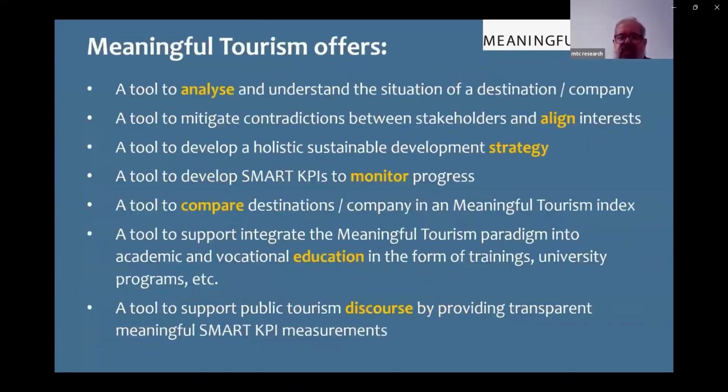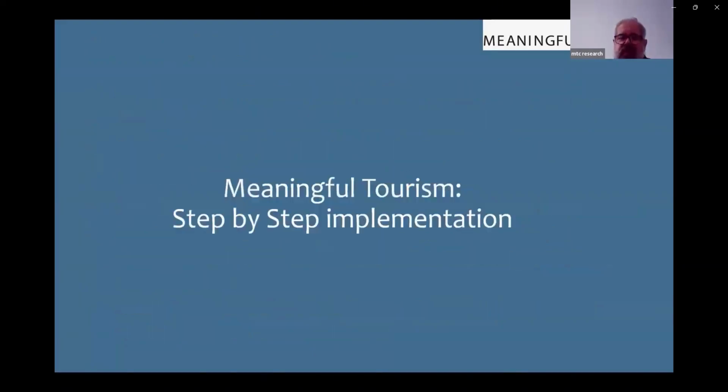And meaningful tourism is trying to provide this by helping you to analyze the situation, by helping you to develop a strategy, by helping you develop KPIs to monitor it, and by promoting education and public discourse about the right way to organize tourism. This is just a short reminder. If you want more information, go to our website and look at the videos. There are many sources.